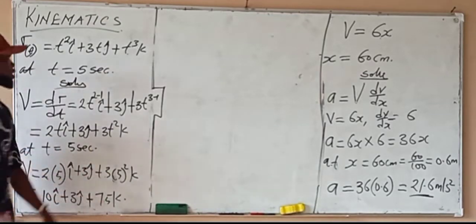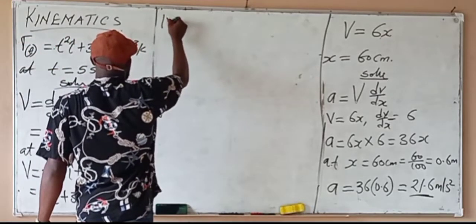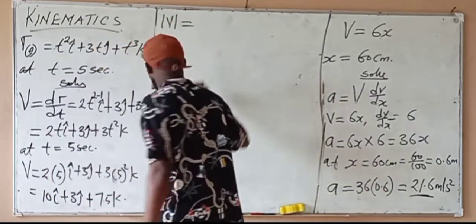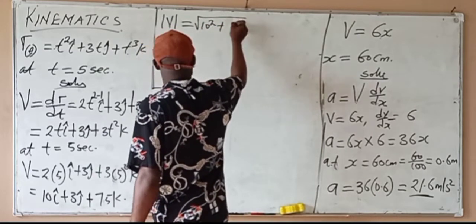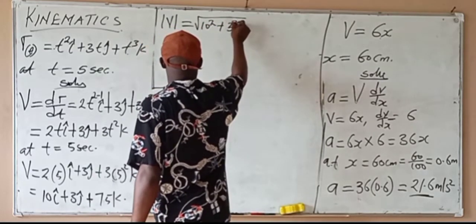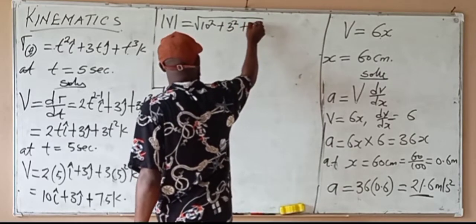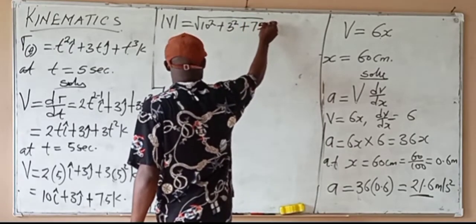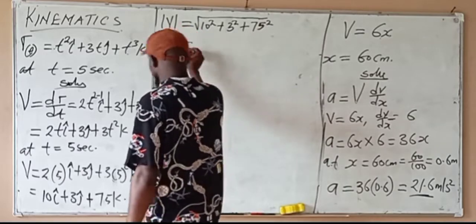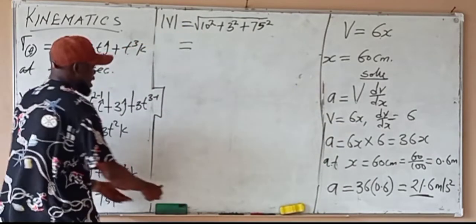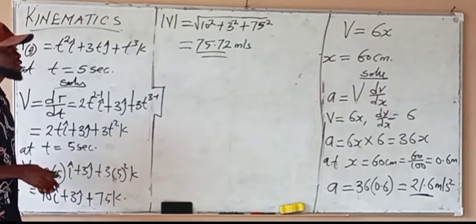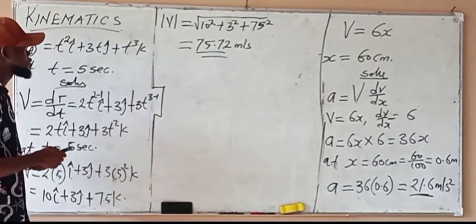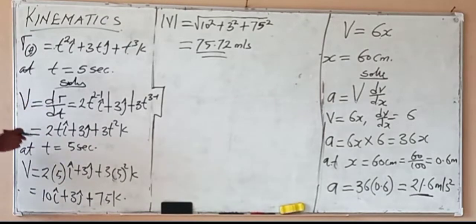Then the magnitude and direction. What's the magnitude of the velocity? Remember I told you the magnitude of the vector: take the square root of the coefficient of i squared, plus the coefficient of j squared, plus the coefficient of k squared. So if you do this on the calculator, you'll be having 75.72 meters per second. That will be the velocity.